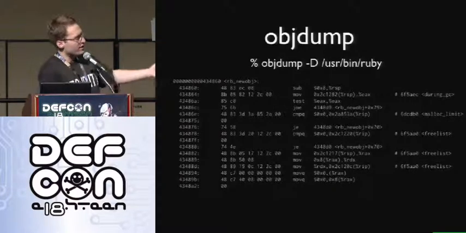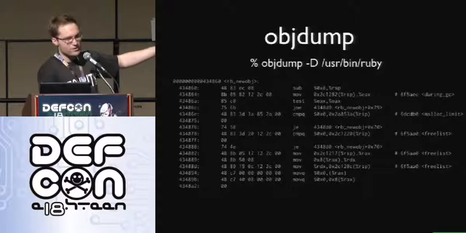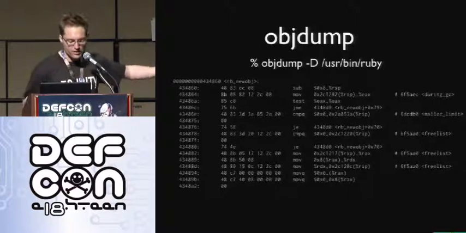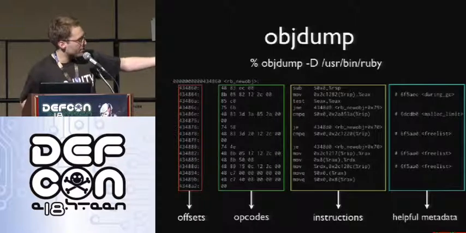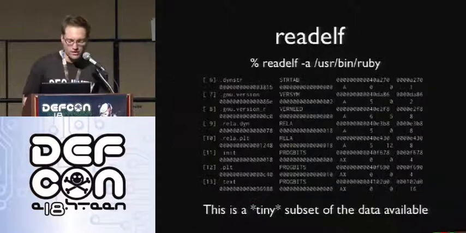objdump is also useful. You can get it on Linux. If you want it for OSX, you have to go find binutils and build it. I have no idea why it doesn't come standard. So if you just run objdump on, say, your Ruby binary, you get offsets on the left, opcodes, instructions, and then helpful metadata.